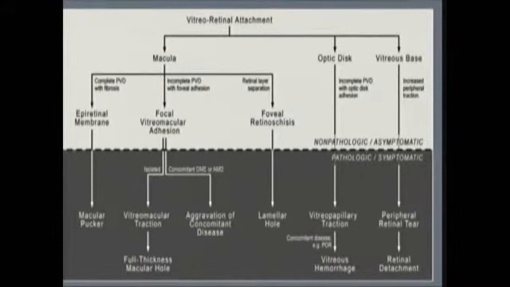Or it could be the attachment to the optic disc. If it's incomplete PVD with optic disc adhesions, this can lead to vitreopapillary traction, which, if the patient is diabetic, can lead to vitreous hemorrhage. If it's at the vitreous base, it can later lead to peripheral retinal tear and retinal detachment.